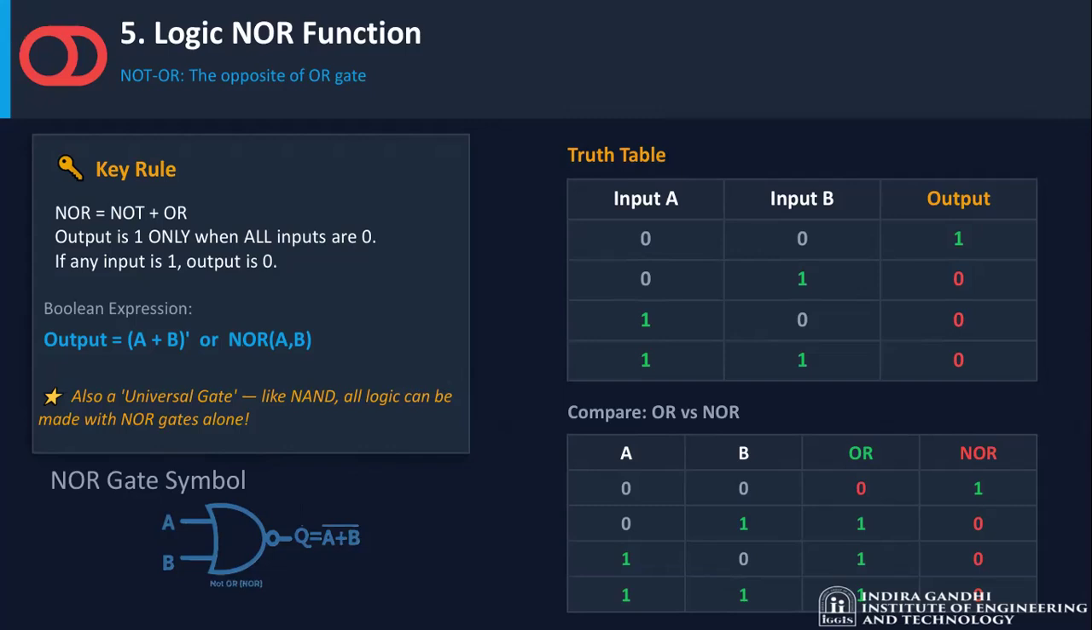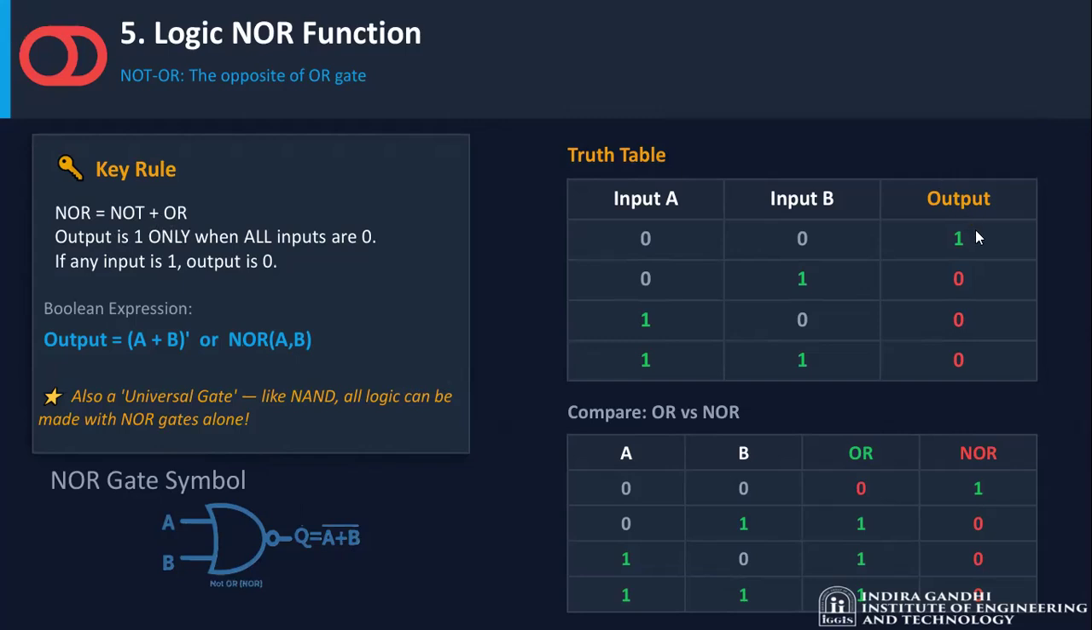Next one is the logic NOR gate. This is the symbol of logical NOR with inputs A and B. The output Q is equal to (A + B) the whole bar, or we can say NOR of A comma B.